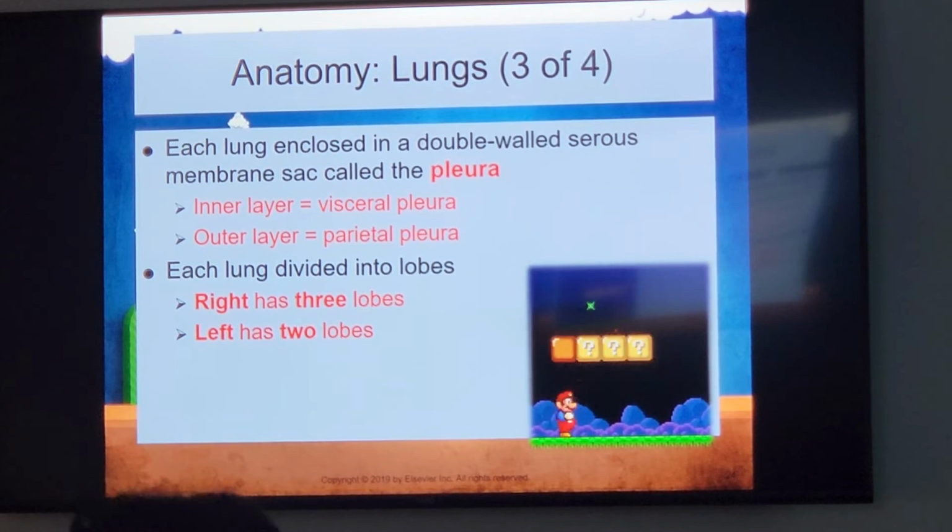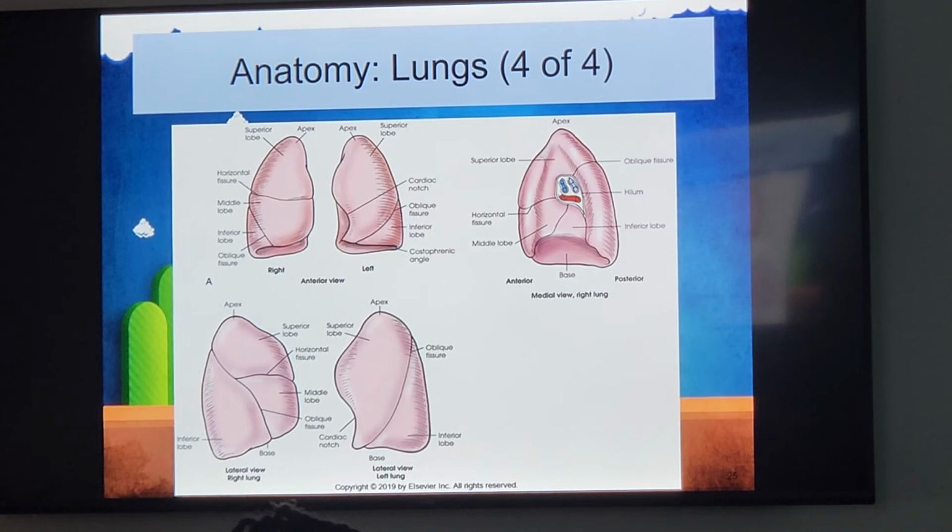Thus, on the left side, why is there only two? Because there's two secondary bronchi. Okay. Write that down. The right side has three secondary bronchi, thus three lobes. The lobes correspond with the number of secondary bronchi.